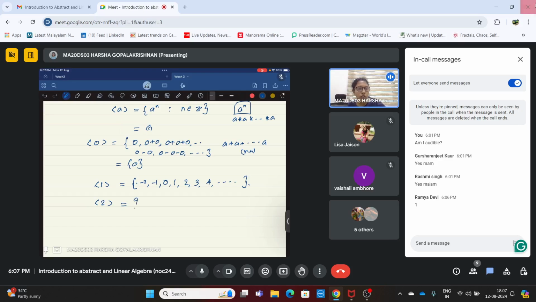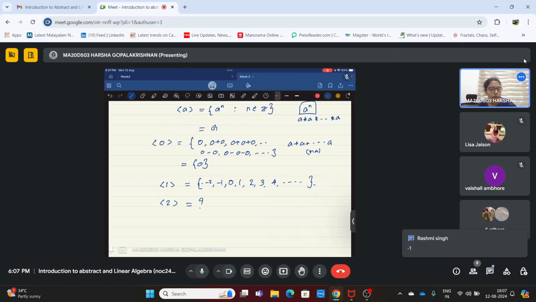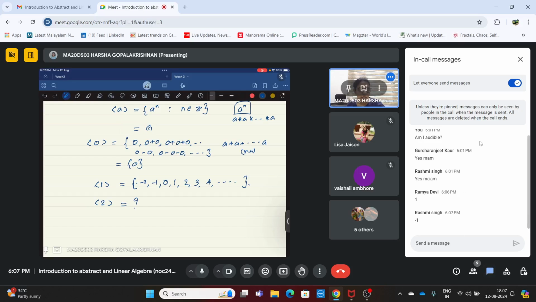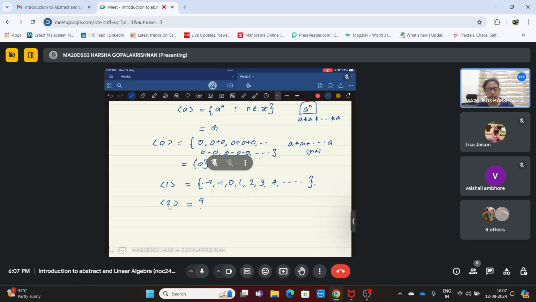Does 2 generate whole Z? Yes or no? Yeah, minus 1 is a generator. Okay, minus 1 is a generator. Very good. Before that, let's go to minus 1 before. Okay, alright.